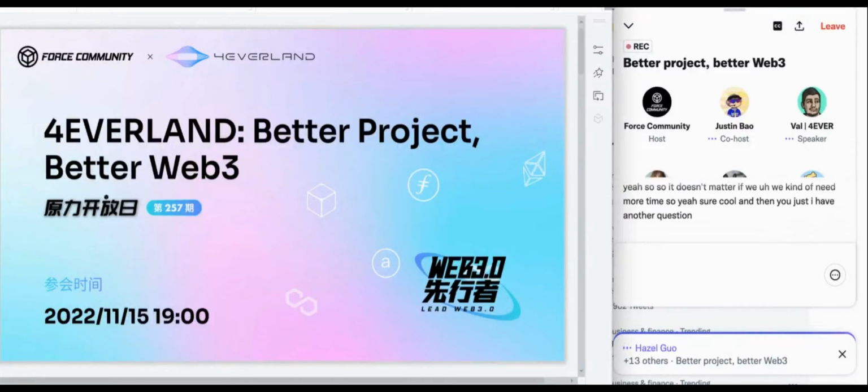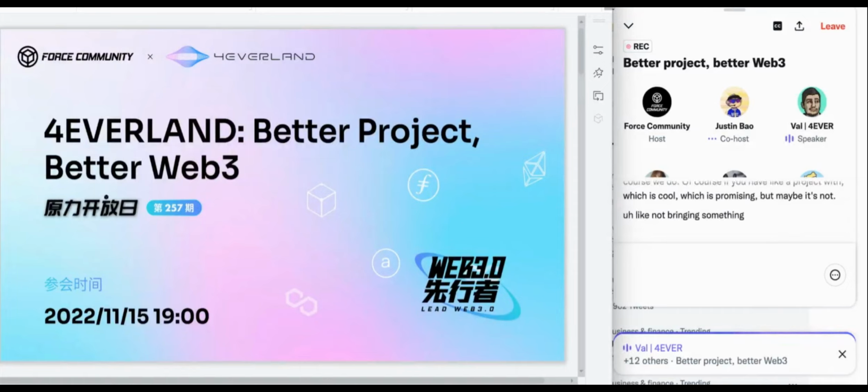I have another question. You just mentioned that the program is for selecting new projects and something new. Does it have to be a completely new project? Yeah, there was a question about what kind of projects are the most interesting for us. Of course, if you have a project which is cool, which is promising, but maybe it's not bringing something extremely new to the industry, that is absolutely okay.